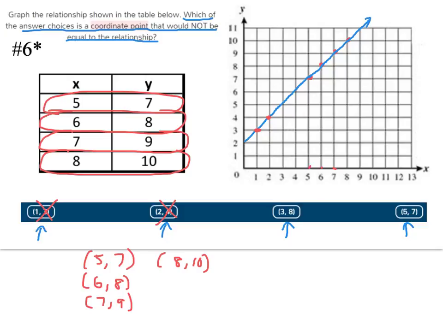Let's go to 3, 8. 3 on the x-axis, 8 on the y-axis. So that one is not on the line. So we know that that is not a relationship. Let's look at the last one. 5, 7. 5 on the x-axis, 7 on the y-axis. That one's on the line. So the only one that doesn't work would be 3, 8.